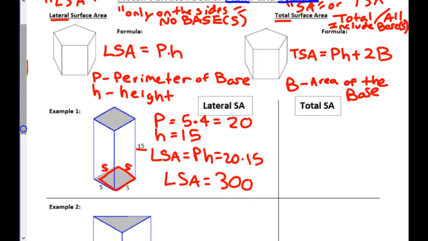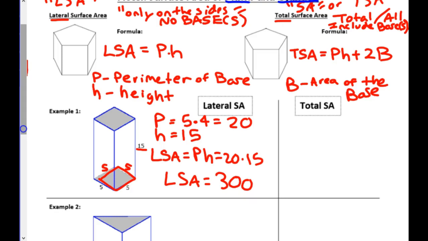So that means when we do total surface area, we already got PH, right? Does everyone agree PH is already 300? We already got half of what we need for total, right? All I need to know now is 2B, big B. Now, pop quiz. What does big B stand for again?